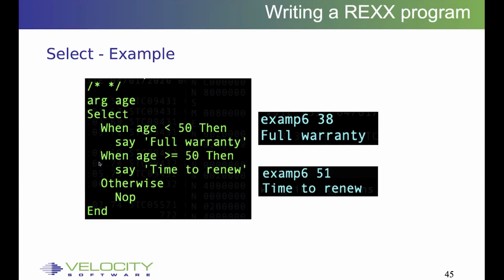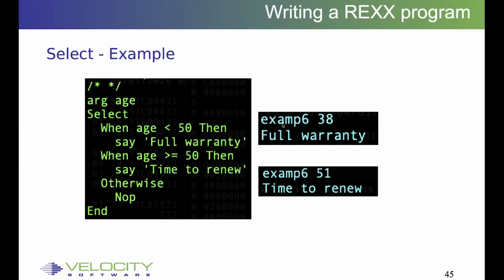The otherwise clause has a no-op, which means that if the condition evaluation did not meet any of these when statements, otherwise would be executed. In this case, it's just a no-op because any value should fall into these two conditions.